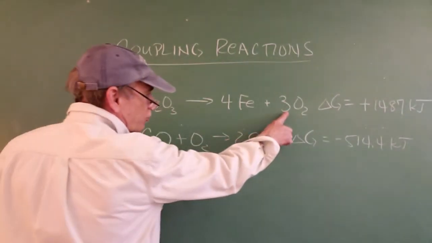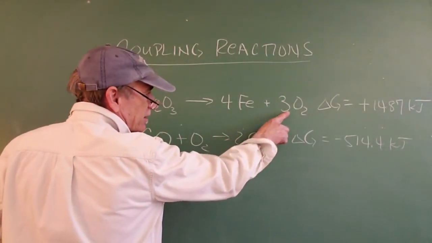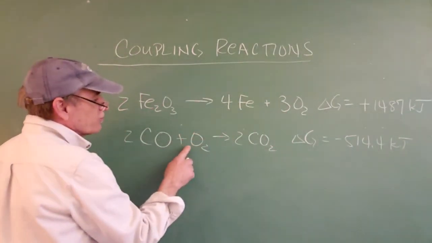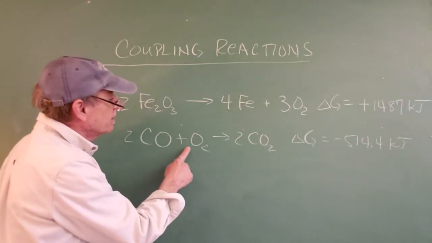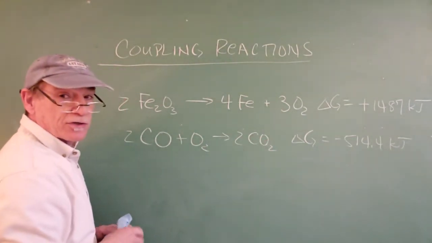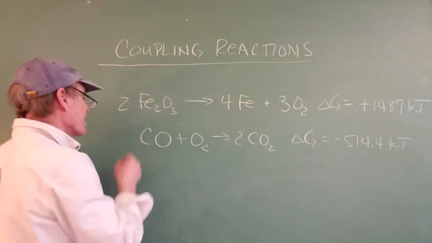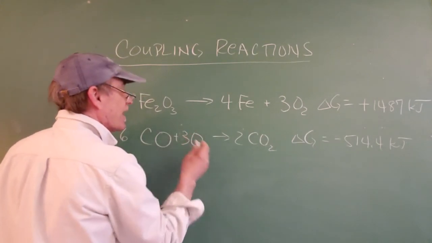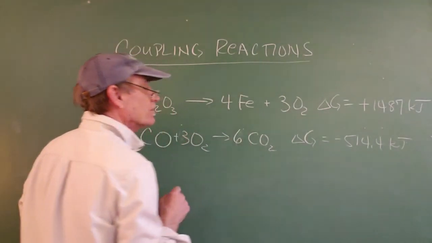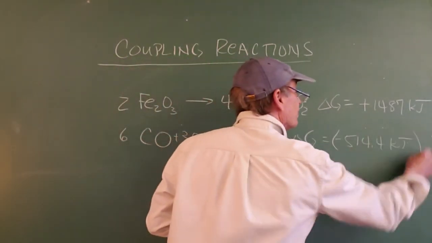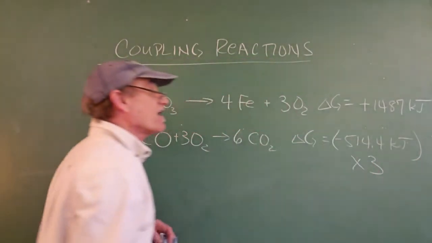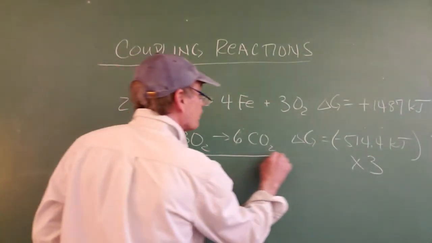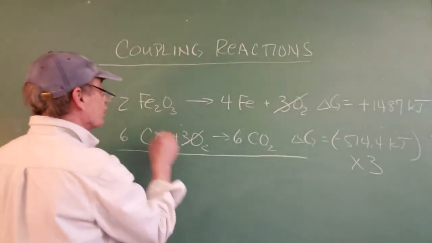If 3 oxygens are created here in this iron oxide reduction, then if I wanted to couple that and use those 3 oxygens as my reactant with the carbon monoxide, that would require that I triple this reaction, meaning I'd need 6 carbon monoxides, I'd need 3 oxygens, and that would make 6 CO2s. That would also triple the negative 514.4.